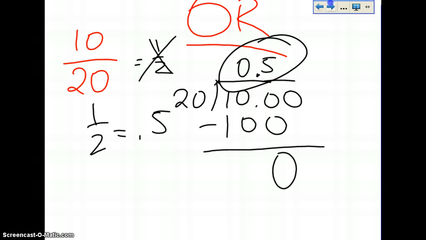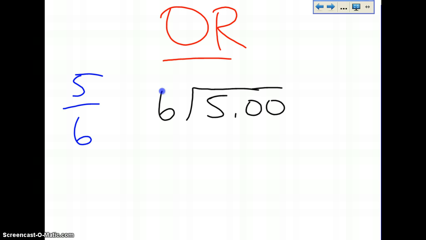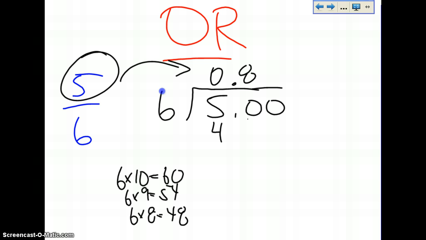So divide the two numbers together, but with the 6 and the 5, always put the numerator inside the division brackets. So 6 goes into 5 0 times. 6 goes into 50. Well, I know that 6 times 10 equals 60. 6 times 9 equals 54. So 6 times 8 equals 48. There it is. I know that the 8 goes in because I can't go over. So I'm going to put an 8 there. 8 times 6 is 48. Subtract these two numbers, get a 2.